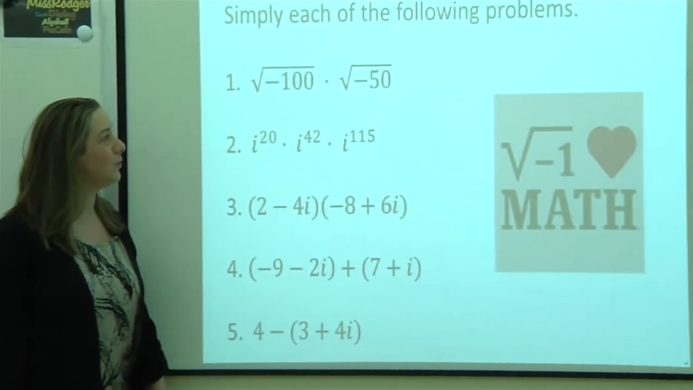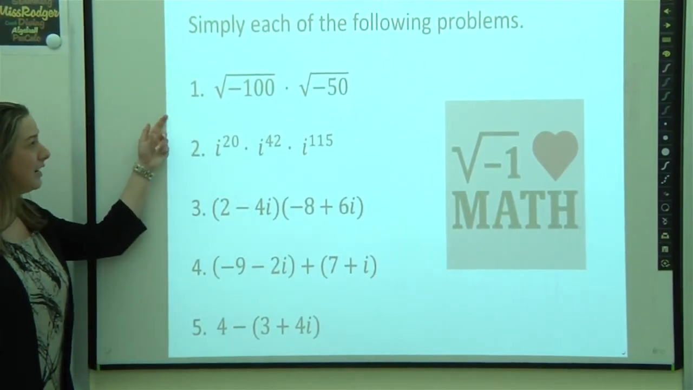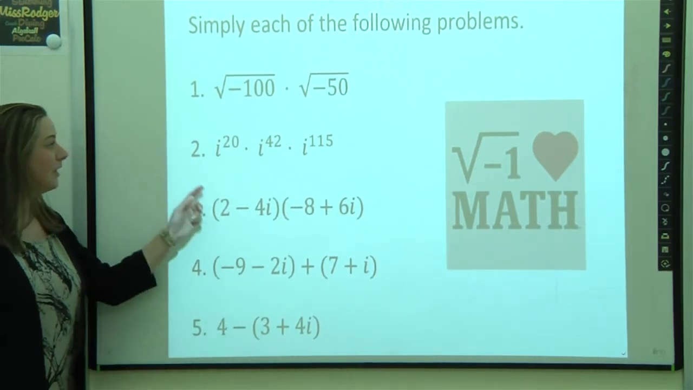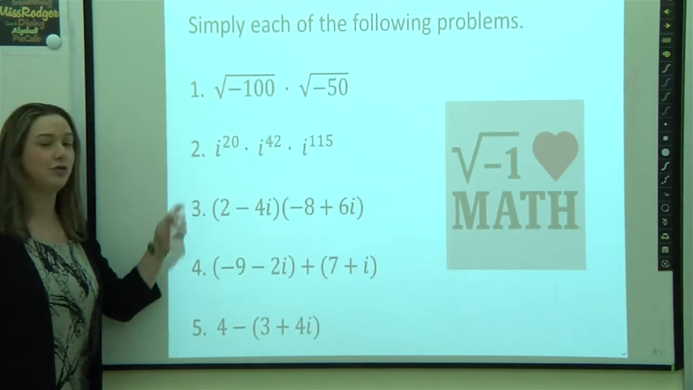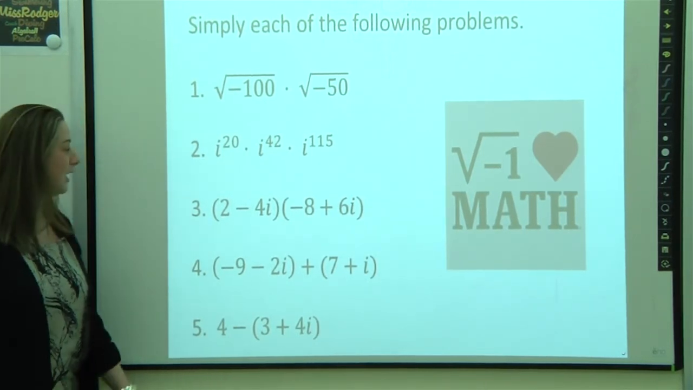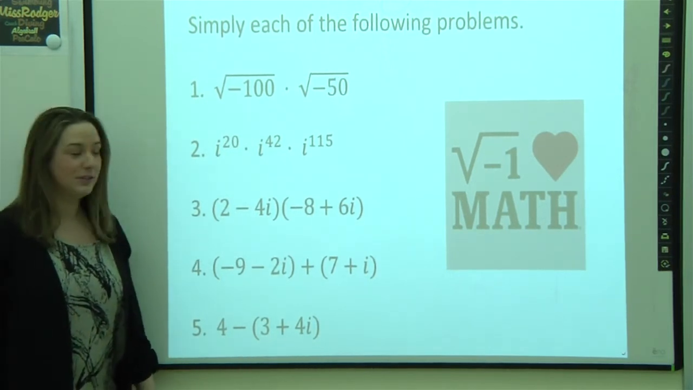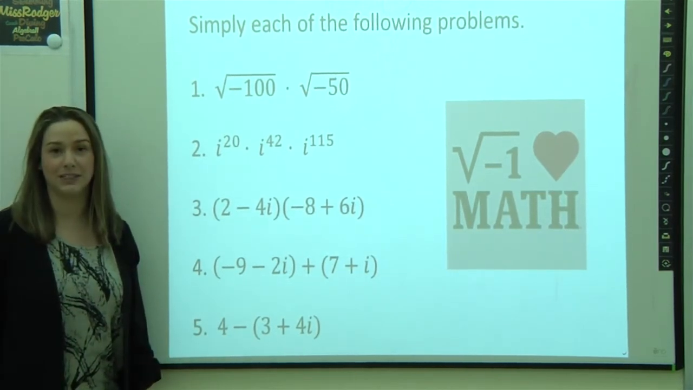Simplify each of the following problems. The first one is evaluating negative values under a square root. The second problem is dealing with large powers of i, so use the rules that we talked about. For the third one, we're multiplying two complex numbers. And for the fourth and fifth one, we're adding and subtracting two complex numbers.